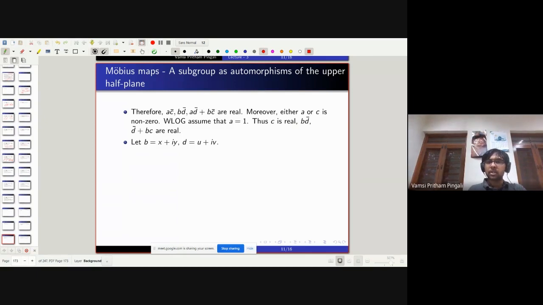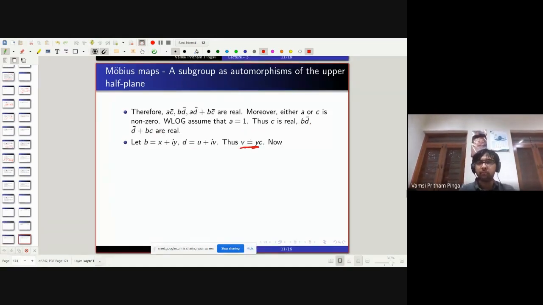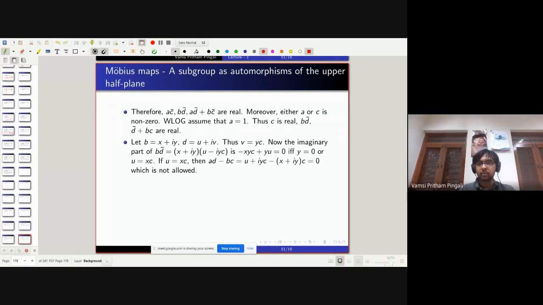So let B be x plus IY and D be U plus IV. If you substitute these criteria that this is real and this is real, then you see that V better be equal to Y times C. And when the dust clears, the bottom line is you will see that all of them are real. This is a calculation you ought to do. I won't go through it.